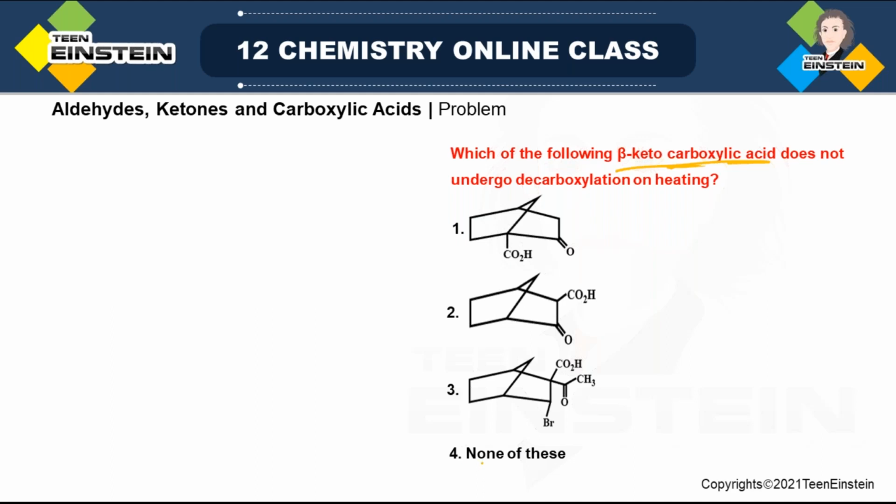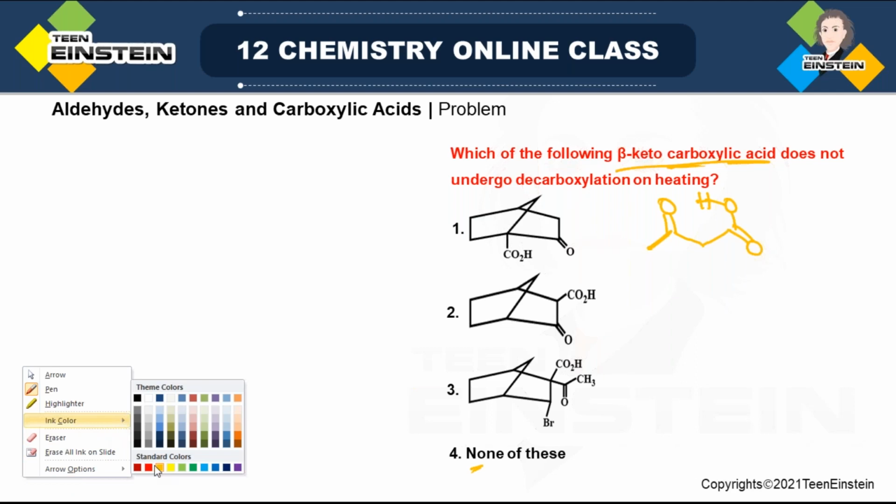But there is another possibility, none of these. That means all these three will give decarboxylation. So we have to look at the structure very carefully. A beta keto acid undergoes decarboxylation because of this type of mechanism. So see, I am writing this acid in this way.